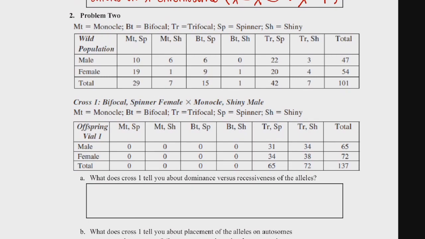Now we're looking at monocle, bifocal, trifocal, spinner, and shiny. I think this has to do with just sight and activity. So in this first cross, cross 1, it's asking us what cross 1 tells us about dominance versus recessive.